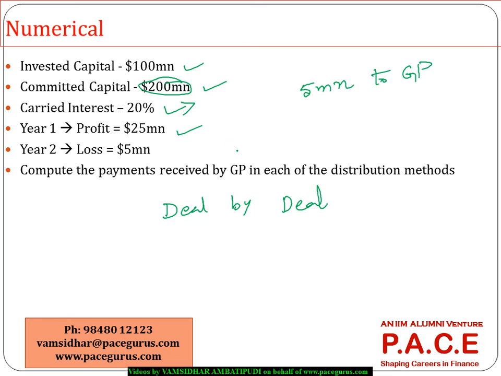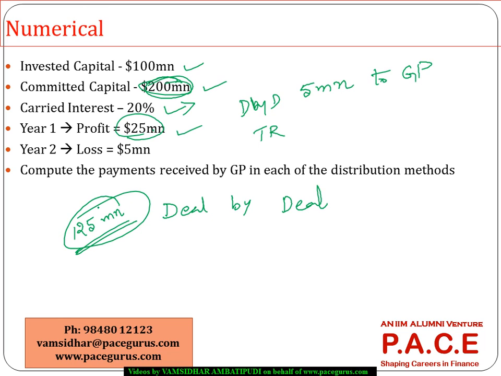But if I am talking about the total return method, the total returns are how much? 25 million plus the investment of 100, so 125 million is the total return that has come, right? The total capital that has come is only 125 million, whereas the committed capital is 200, because the total portfolio value did not exceed the committed capital. No carried interest is typically paid.